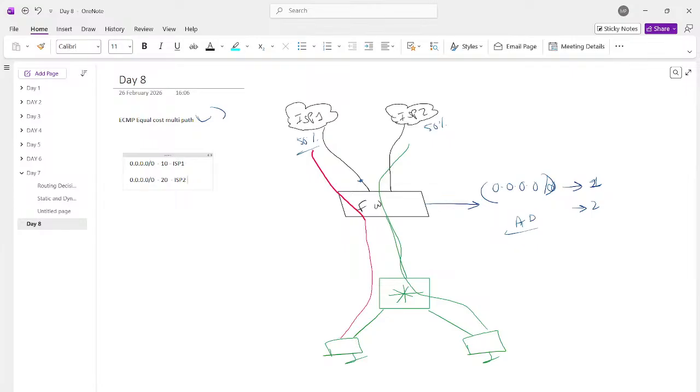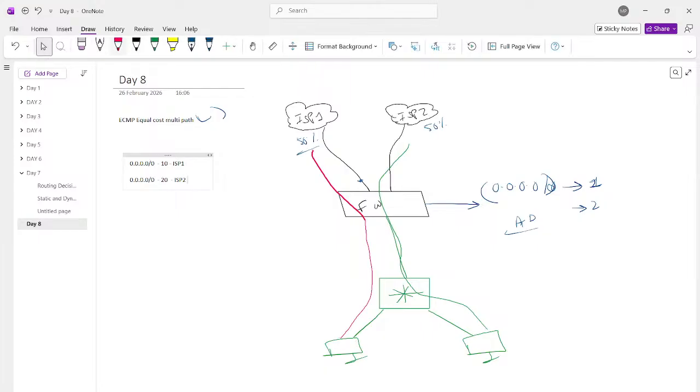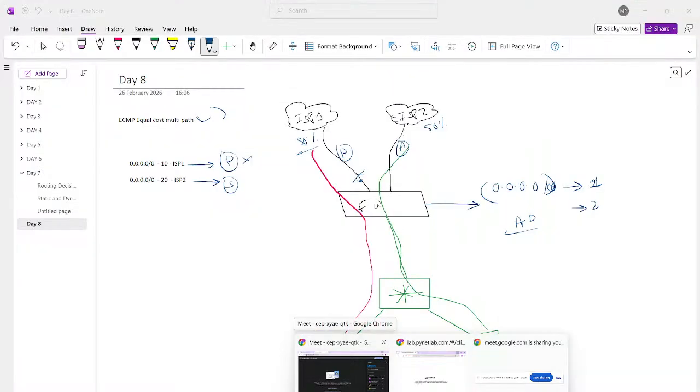Now ECMP, or equal cost multipath, will not happen, because we have manually changed the AD value, right? Now this particular ISP would be the primary, and whenever this ISP goes down, traffic would be passed to this ISP as the secondary. So all internet traffic would be passing through this particular ISP as the primary, and if in any case this link goes down, then the traffic would pass to the second ISP, and it will become active for us. Okay. Is it clear? Yep, yep, this is clear.